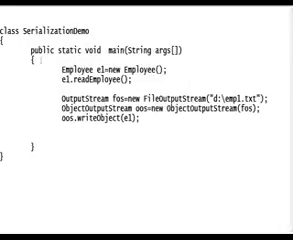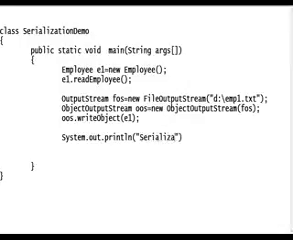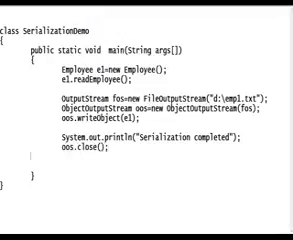See, this OutputStream fos equals new FileOutputStream. We are writing into this method. Okay, that serialization completed. I give a statement as System.out.println, serialization completed. Then close those objects: oos.close, and we need to close fos.close also. We have to close the objects.